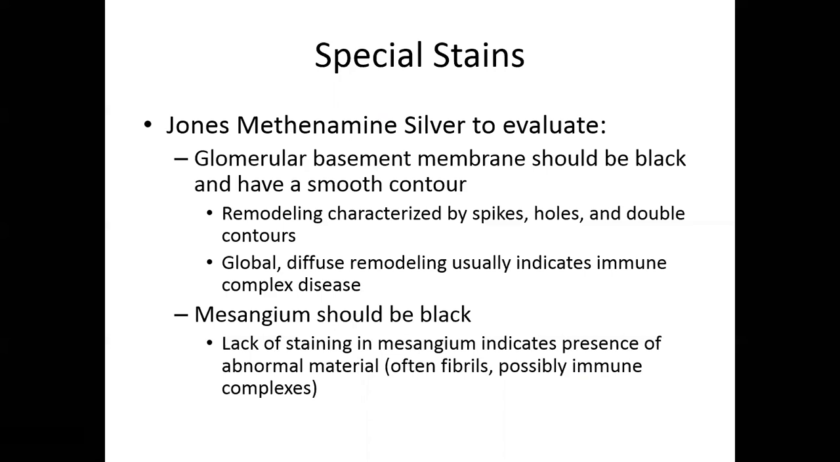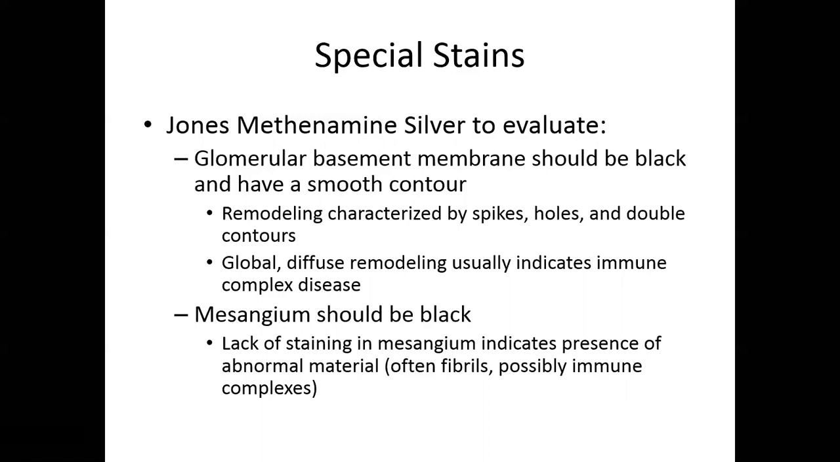Okay, so this one is a stain that is really going to show us extracellular matrix. The point of the Jones is to show us extracellular matrix. So it's going to stain the glomerular basement membrane black, and it's going to stain the mesangium black as well. Just like I said with the PAS, and just like I said with the trichrome, they should be the same color. If one is black and the other is gray, something is wrong. The glomerular basement membrane should be smooth. It should not have irregularities.